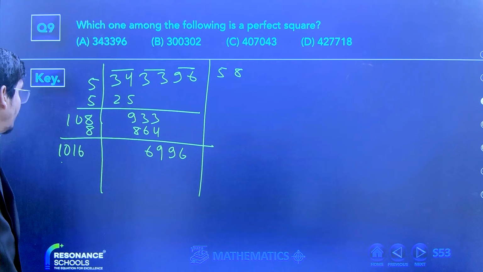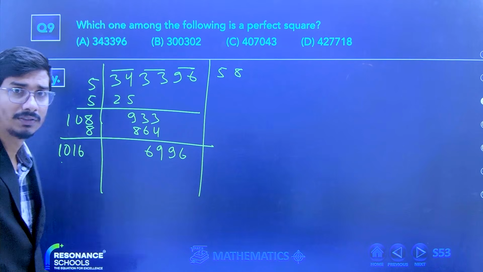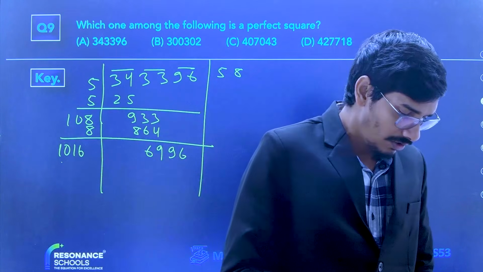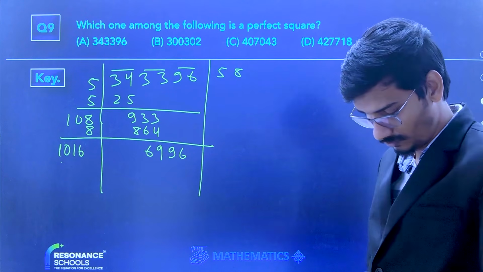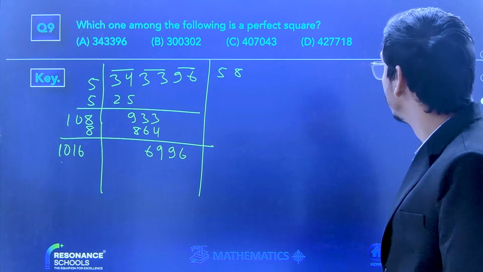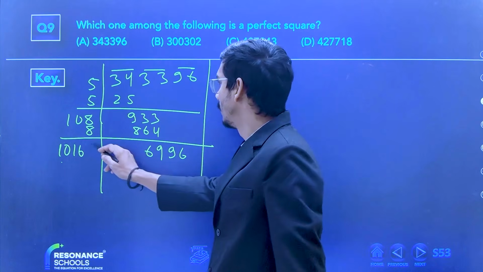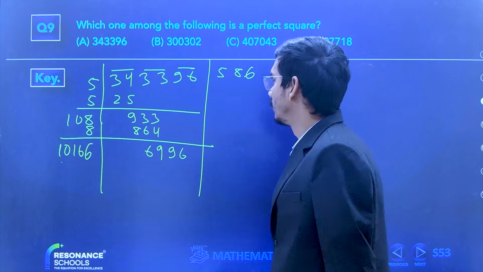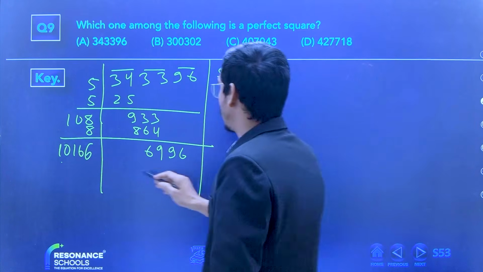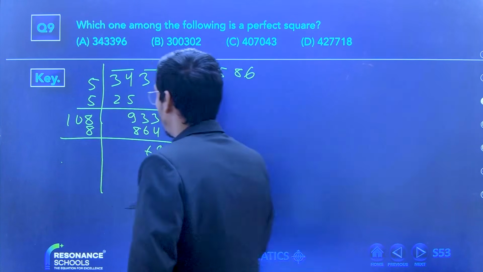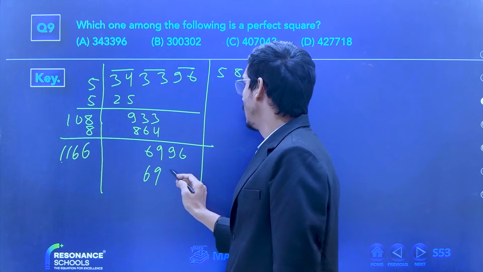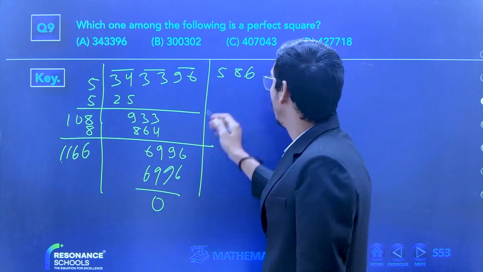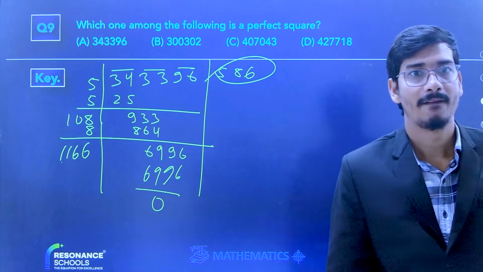So by what quantity? If you multiply with 6, this is 116 and again 6. When you multiply with 6, we will get 6996 and the remainder is 0. The perfect square root of that number is what? 585.